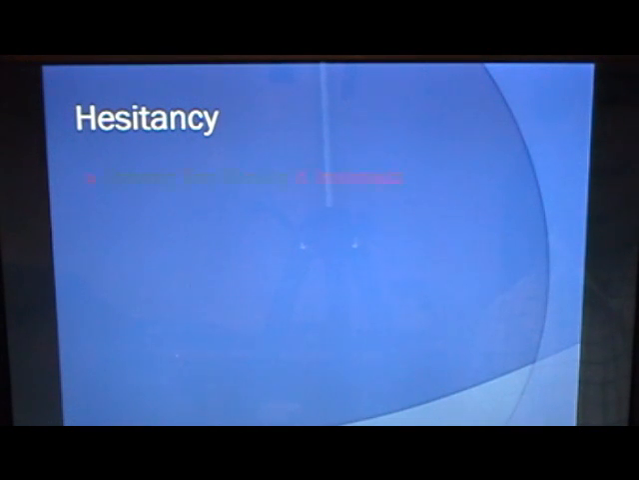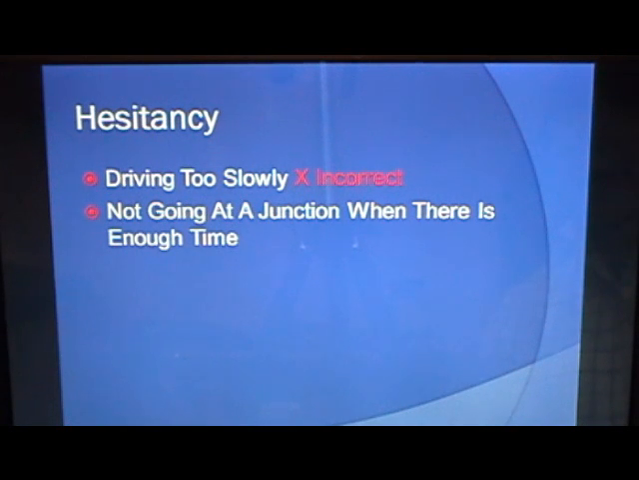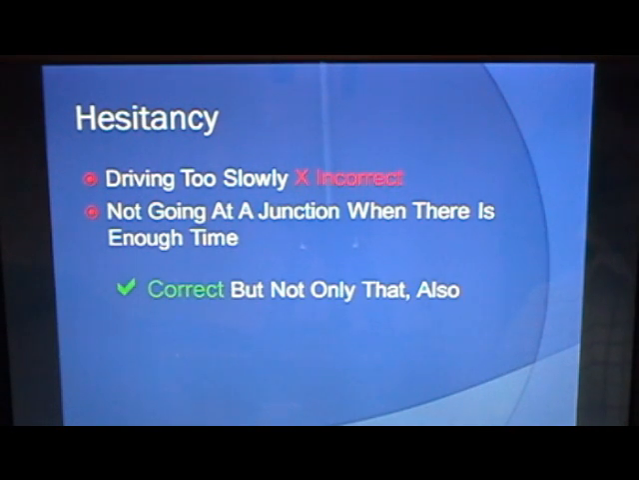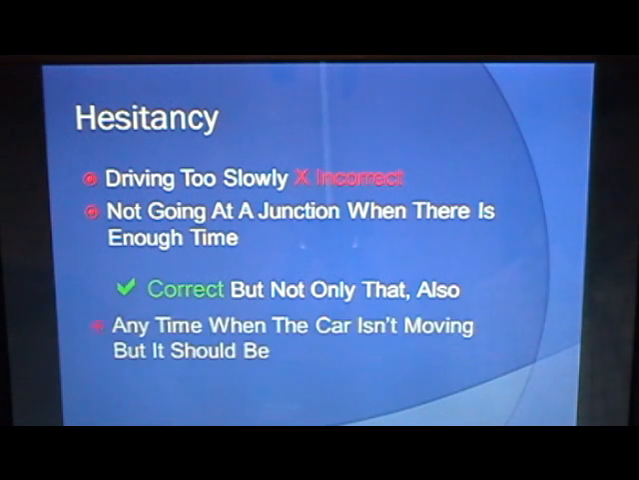Hesitancy. Driving too slowly. No. Not going at a junction when there is enough time. Okay, well that is correct, but it's not the only way that you could be hesitant. It's any time when the car isn't moving, but it should be. So that could be at traffic lights, and we're not prepared to go when the lights are changing, so you're very slow at moving off. It could be just moving off from the side of the road where there's a gap to move off into, and they don't take that opportunity. So it's any time when the car isn't moving, but it should be moving.